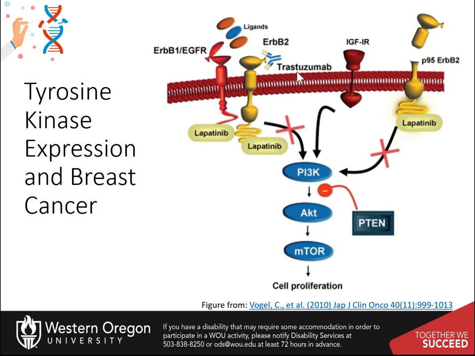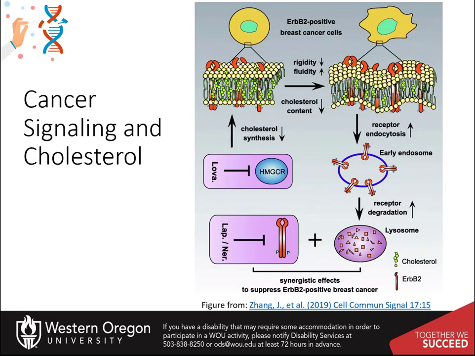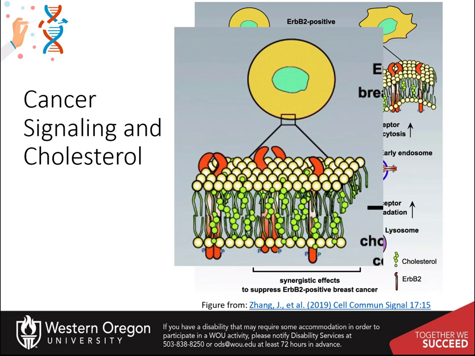The therapeutic drug trastuzumab is a monoclonal antibody designed to target ERBB2. Lapatinib is another treatment option. It is a tyrosine kinase inhibitor that blocks the signaling of the ERBB2 pathway. So how does all this relate back to cholesterol levels within the plasma membrane? With ERBB2 positive breast cancer, the ERBB2 is overexpressed and found in lipid raft areas with heightened levels of cholesterol present.